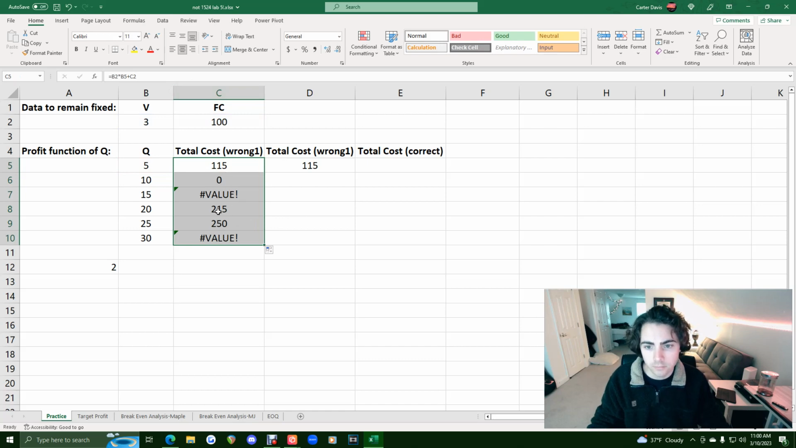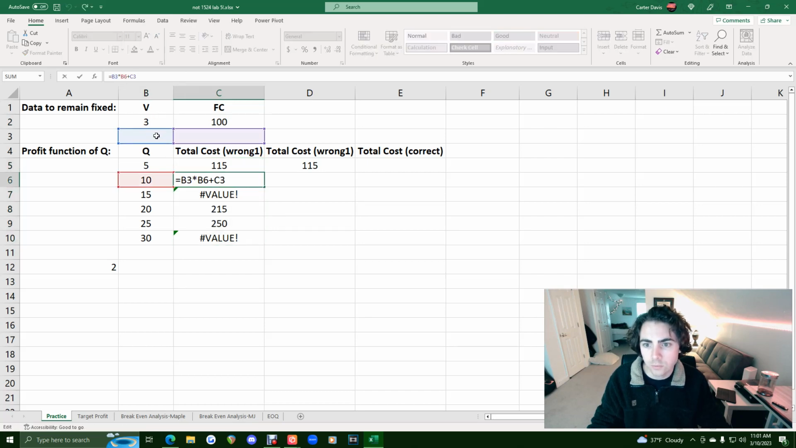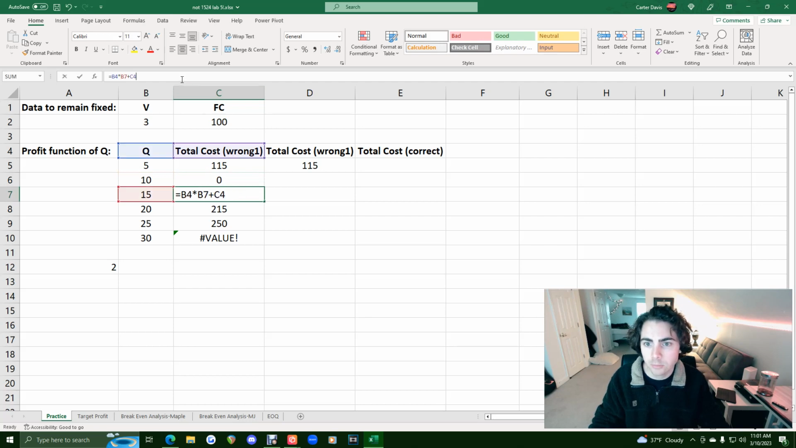Well, none of these are right. Why are none of these right? Well, because variable cost and fixed cost should stay the same the entire time, and in dragging this down, this calculation for 0 was referencing these two cells as its variable cost and fixed cost, which is wrong. And then you had the same problem with this one. There's no value because you're using these two as your variable cost and fixed cost, and so on.